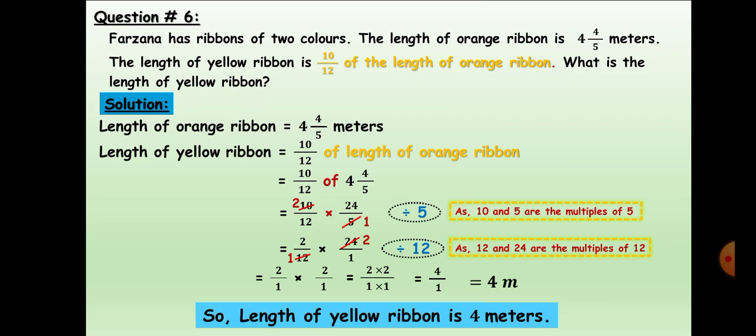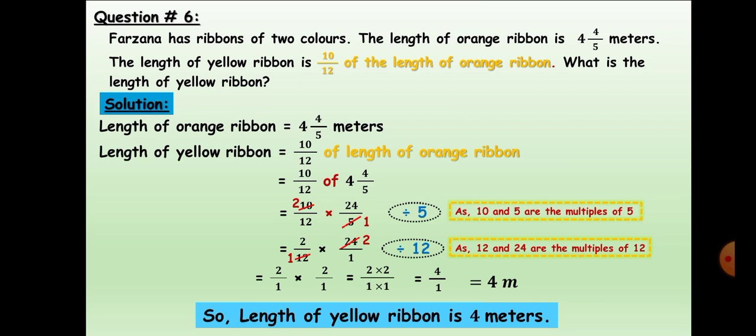Okay, then we have question 6: Fazana has ribbons of two different colors. The length of orange ribbon is 4 whole 4 over 5 meters. The length of yellow ribbon is 10 over 12 of the length of the orange ribbon. So "of" tells us we have to do multiplication. What is the length of yellow ribbon?